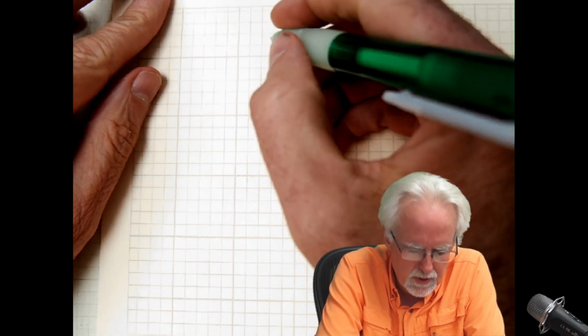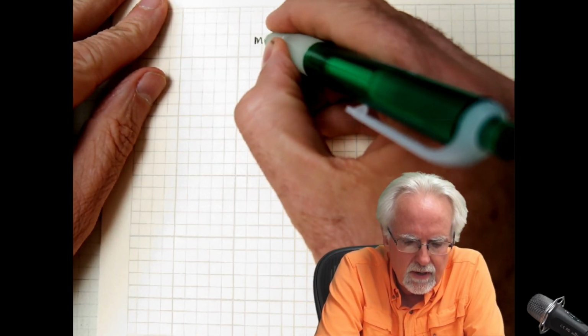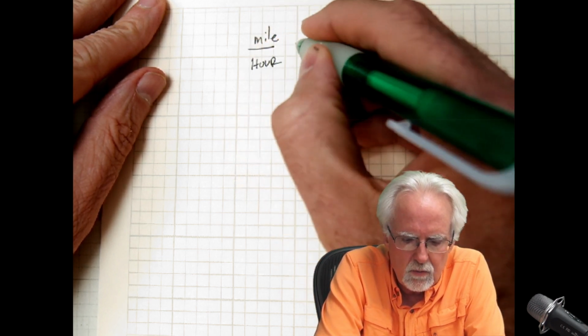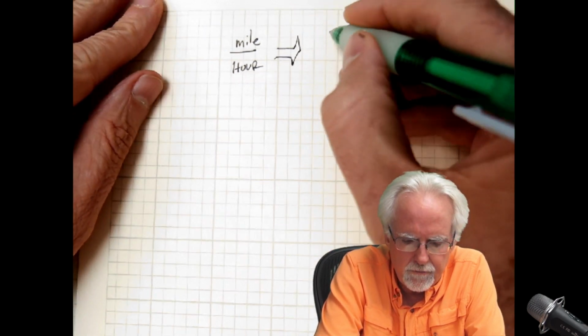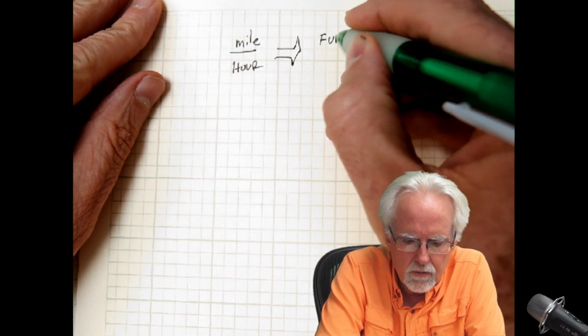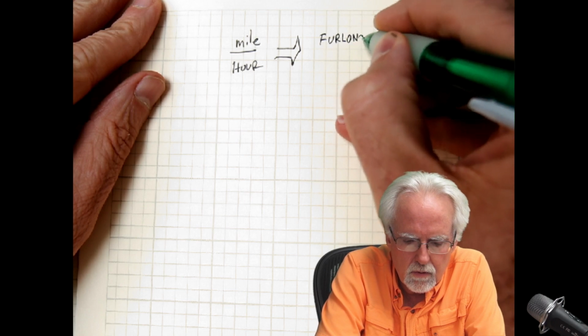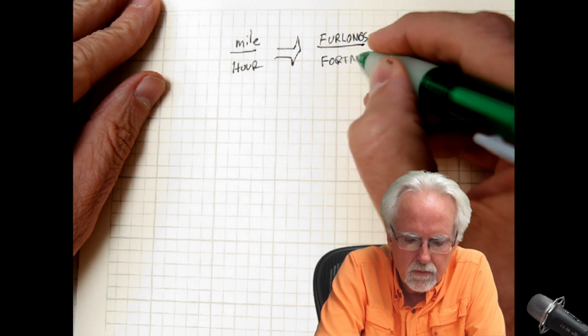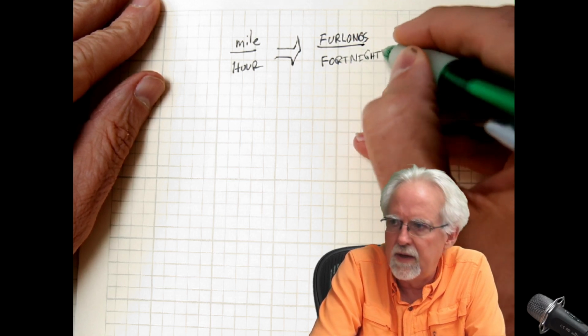So let's move over here to the overhead view, and let's jump into this homework. All right, so I told you to start with the speed of light in miles per hour. Okay, so we're going to start in miles per hour, and you want to go to furlongs per fortnight. That's what you've got to do.